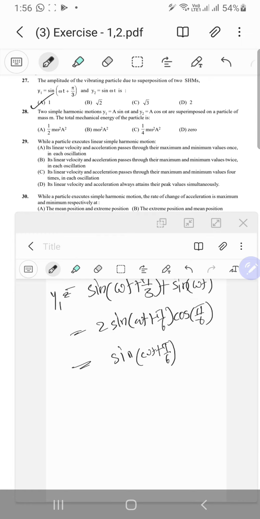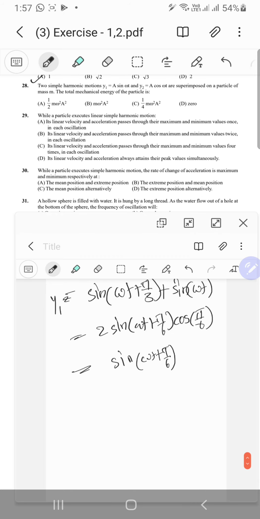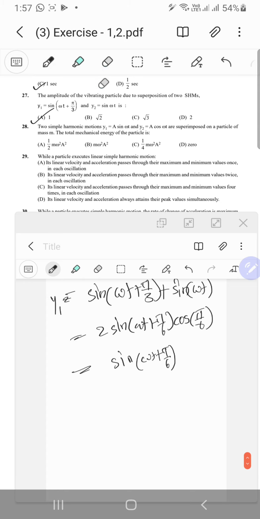Nice. Next question. Two simple harmonic motions. Oh no, sorry. So cosine of pi by 6 is not 1 by 2. It's going to be 2 into square root of 3 by 2. Cancels. It should be square root 3. Square root 3 is the amplitude.